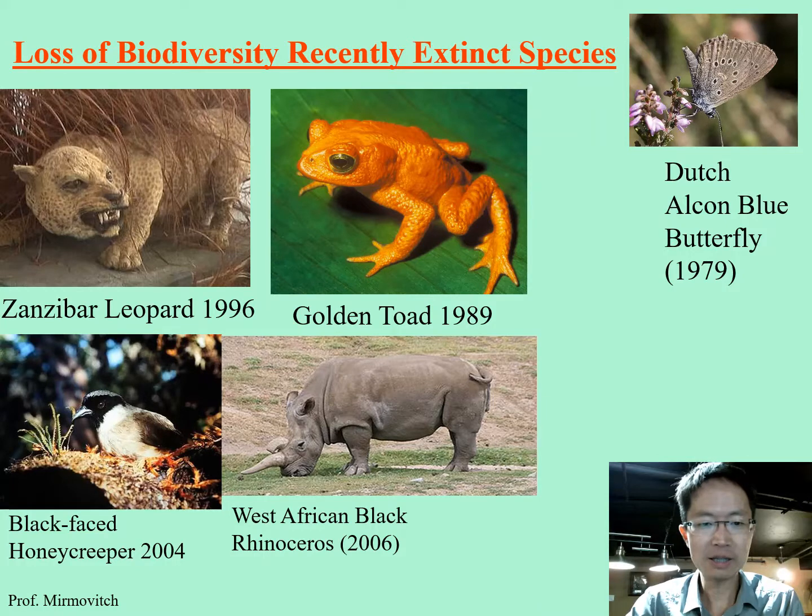All these, you can no longer see them. They are extinct. Okay, this kind of sand zebra leopard extinct in 1996. Golden toad extinct in 1989. Black-faced honeycreeper 2004. Okay, this is really sad. Rhino. This is really sad. Rhino extinct in 2006. Okay, butterfly. No one cares about butterfly. This butterfly extinct in 1979.